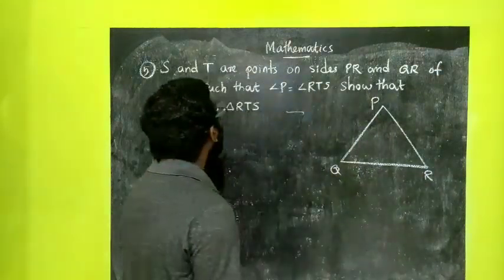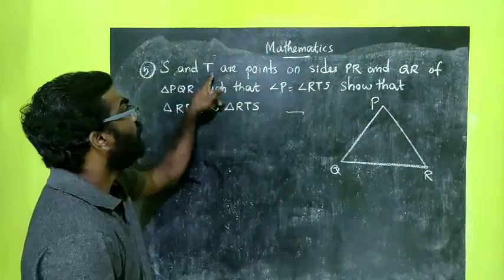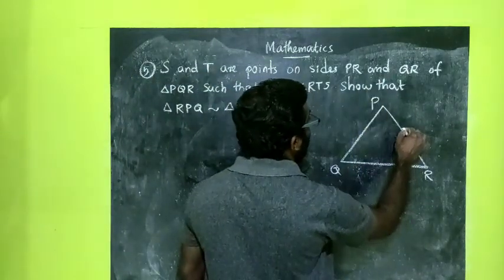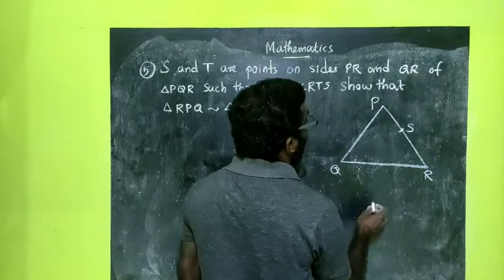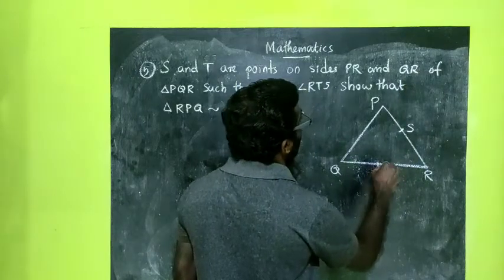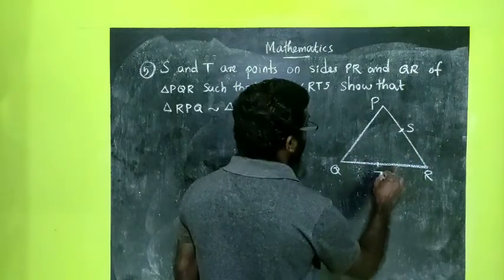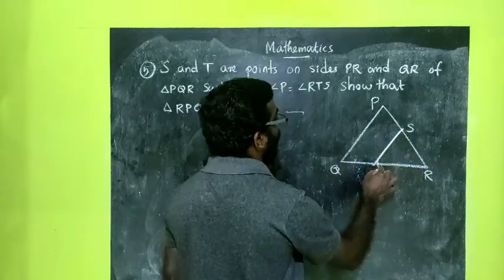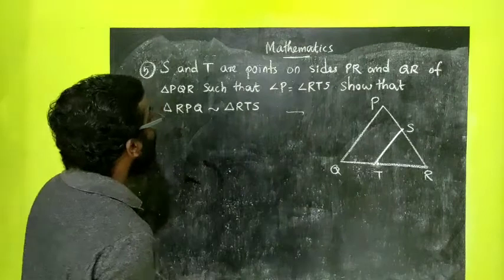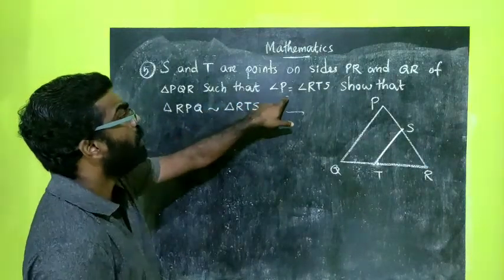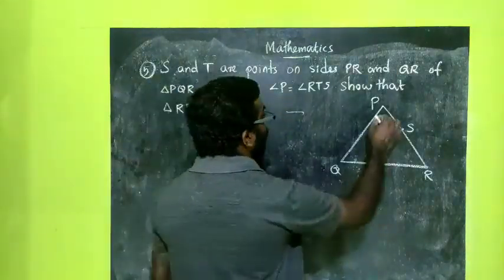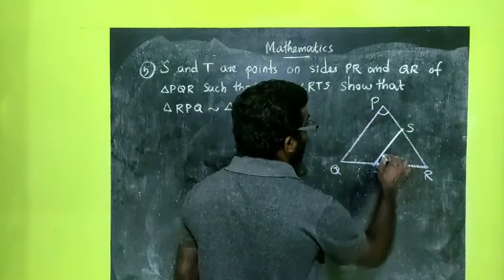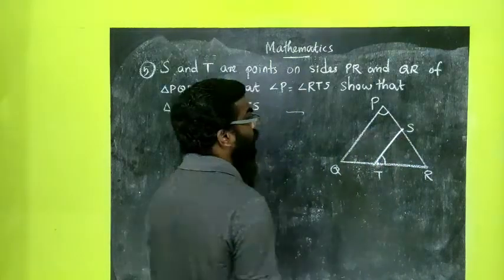So here it is given that S and T are points on the sides PR and QR. So here we can mark T. Then we can join S and T, such that angle P equal to angle RTS. Here angle P is equal to angle RTS. These two angles are equal.